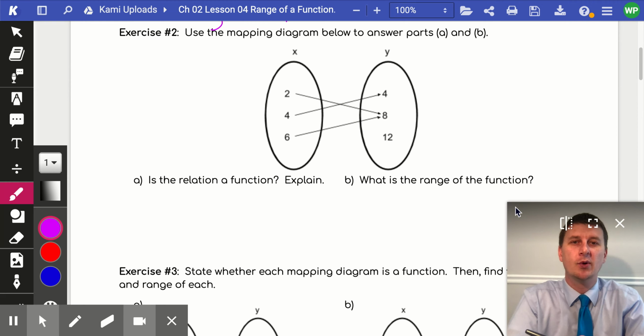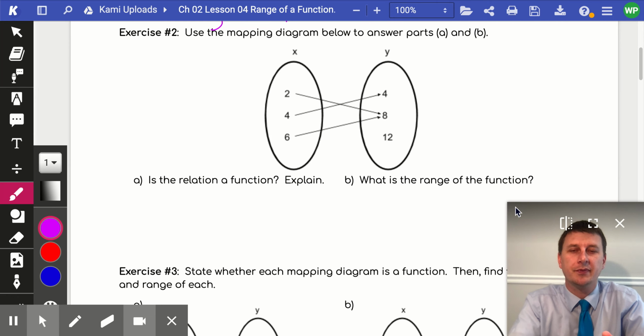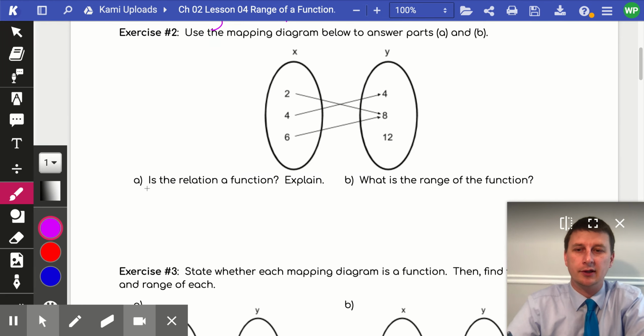And in this video, we're going to be looking at more range of a function. And we're going to be determining the range based on this thing pictured in the video. This thing is called a mapping diagram. And it tells us to use the mapping diagram below to answer parts A and B. So first, just like we did in exercise number 1, is the relation a function? So let's take a look.